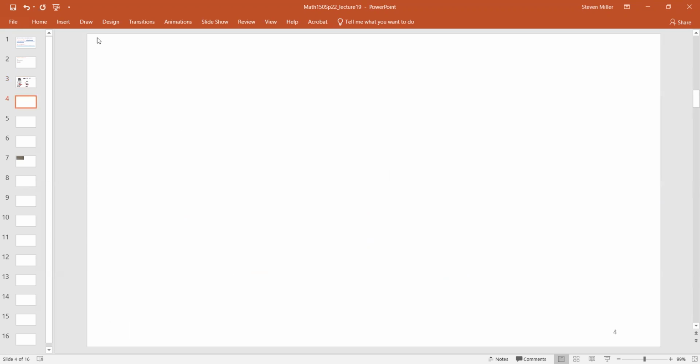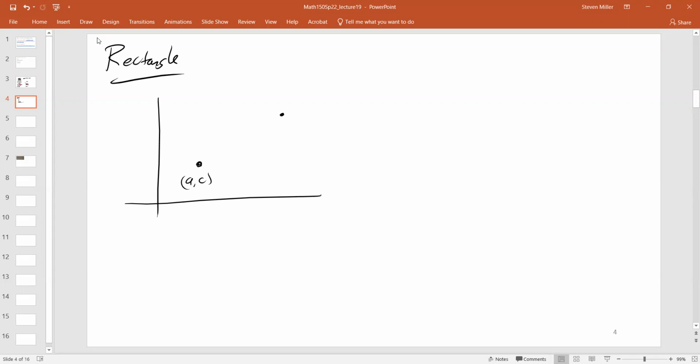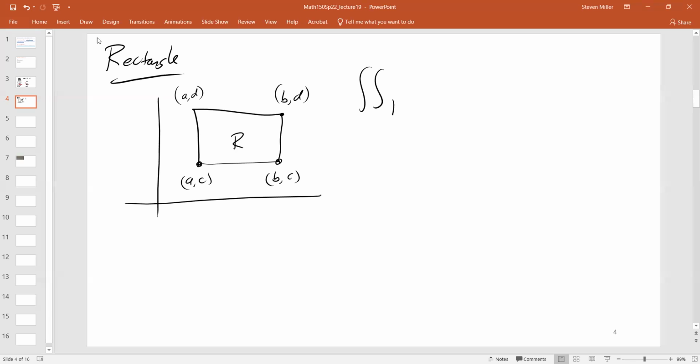So if you have a rectangle, the idea is, let's say the rectangle looks like this. Here's the point AC, here's the point BD. And so the other points would be BC, and then this would be AD. And I want to integrate over the rectangle R. So we'll write the double integral over R of f of x, y dA.